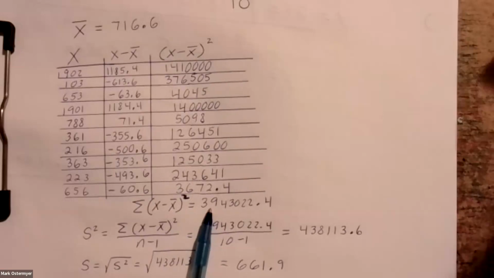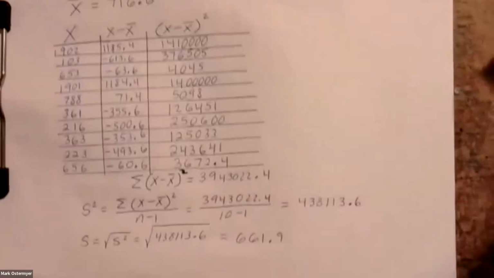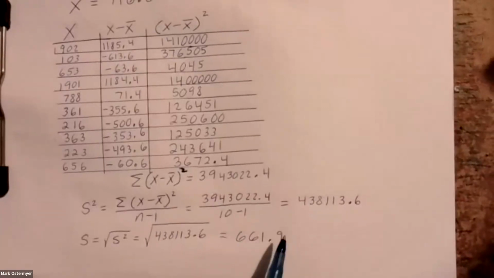What is that? 3,943,022.4. Then I took this large number, the sum, and divided it by n minus 1, which is 10 minus 1, or 9. And it gives me 438,113.6. That's the variance. When you take the positive square root of the variance, you generate the standard deviation, which is 661.9.